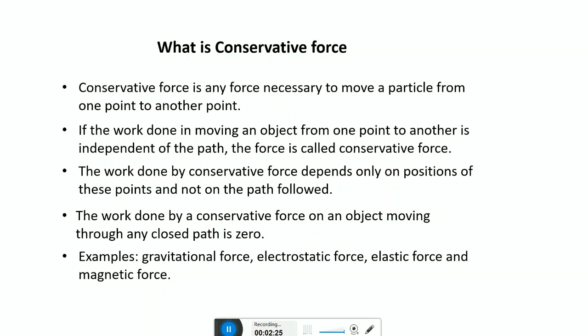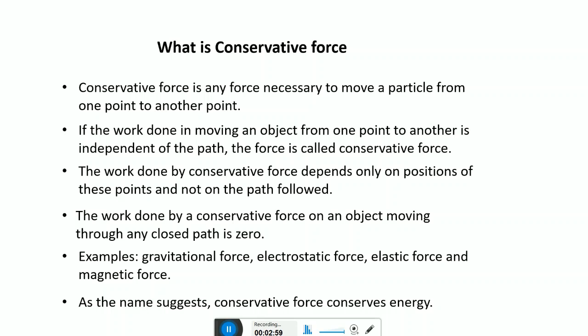For example, in an old-fashioned watch, you do work against its spring and store energy in it. This stored energy is recoverable as work and is useful as the potential energy contained in a spring. The reason is that the spring has the characteristic that its force is conservative. As the name suggests, conservative force conserves energy.